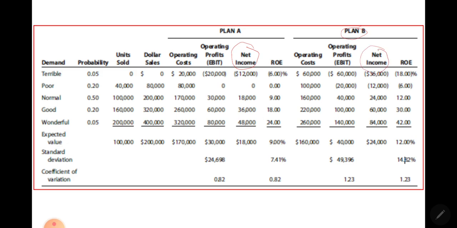So we're interested in the fluctuations. The fluctuations can be seen from the standard deviation. So you can see that there is a 7.41% standard deviation in return on equity for plan A, whereas there is a 14.32% fluctuation in return on equity based on plan B. So remember, plan B was a plan which had higher fixed costs, and over there you can see that fluctuation in your sales is causing a high fluctuation in your return on equity, a 14.32% standard deviation, whereas it is causing a lower amount of fluctuation in your plan A. So when the proportion of fixed cost is less, this proves that the business risk will be lesser in that case.